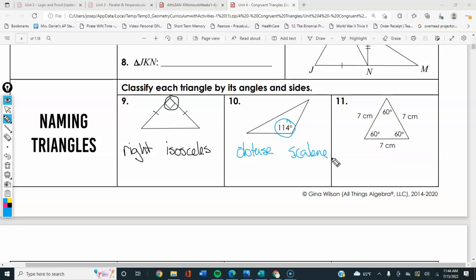And lastly, number 11, we have equal angles and equilateral. So it's an equiangular equilateral, which those will always go hand in hand, and we'll talk about that later. The bigger the angle, the bigger the side. All equilateral triangles are equiangular, and all equiangular are equilateral.